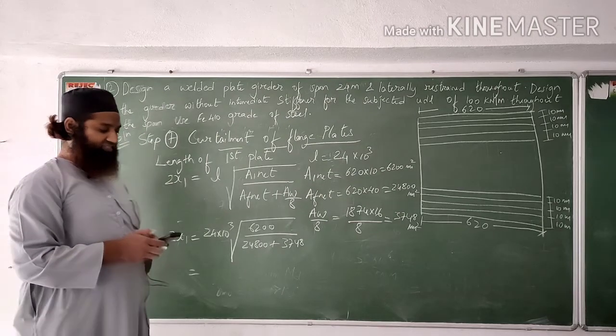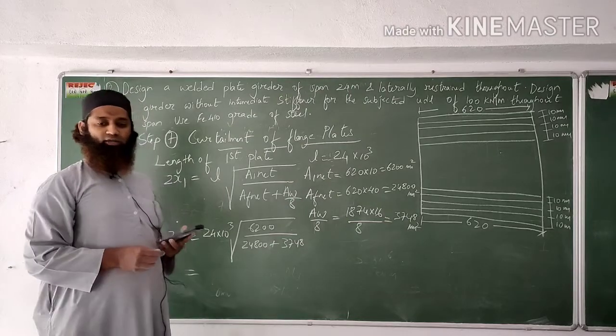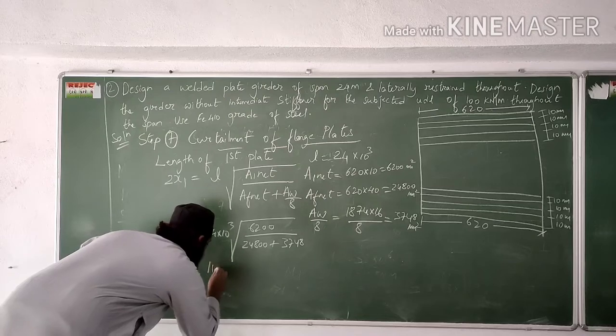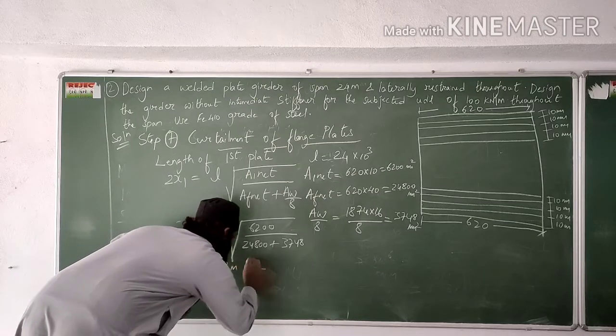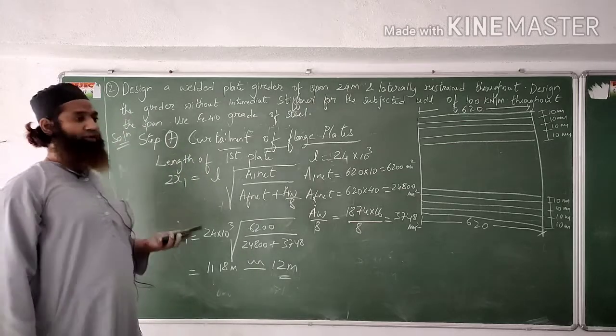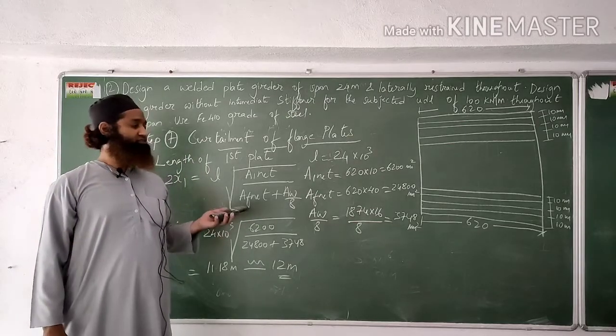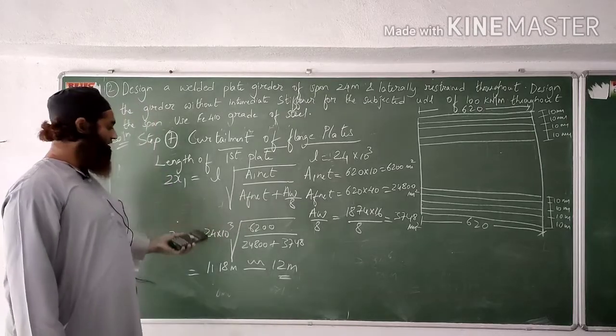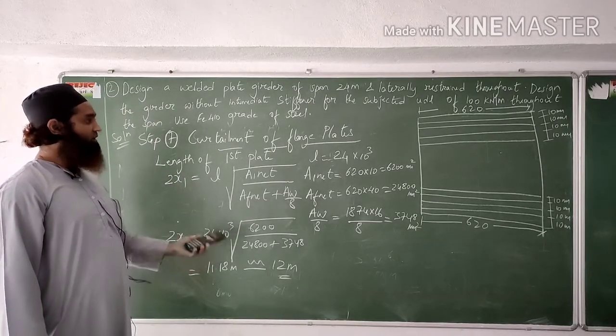I am getting it as 11.18. Okay, approximately it is 12 meters. So this is the size the first plate should be. It should be 12 meters. The size of the first plate should be 12 meters. It should be curtailed at 12 meters.